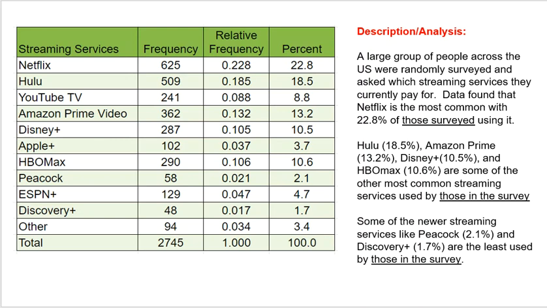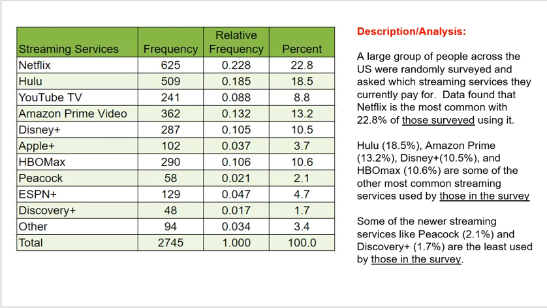And notice that I underlined "of those surveyed." This is just a sample. The last thing we want to say is that 22.8% of all people use Netflix, because we certainly don't know that to be guaranteed to be true. And then I also mentioned a couple of the other high ones. I thought that was worth noting. Hulu at 18.5%, Amazon Prime at 13.2%, Disney Plus at 10.5%, and HBO Max at 10.6% are some of the other most common streaming services used by, again, those in the survey. Then I also thought it would be worth mentioning some of the lower ones.